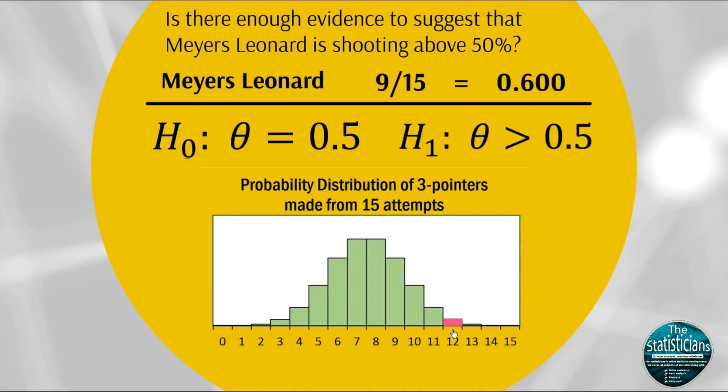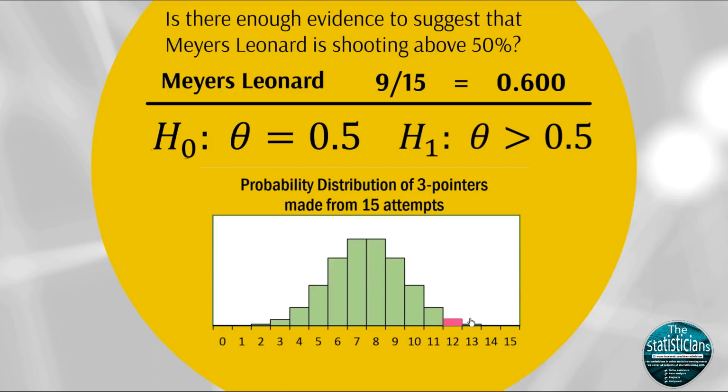What if I then told you that, say, someone else scored 12 out of 15 3-pointers? Or let's just say Myers scored 12 out of 15 instead. At that point, you're starting to think, you know what? That's quite unlikely now. It's still possible that he's truly a 50% 3-point shooter and managed to just do better in his first 15 than we expected. But it's starting to now cast some doubt on our null hypothesis.